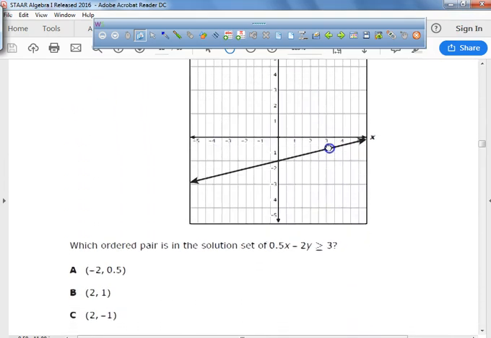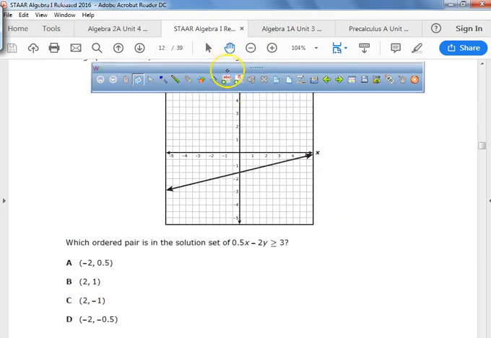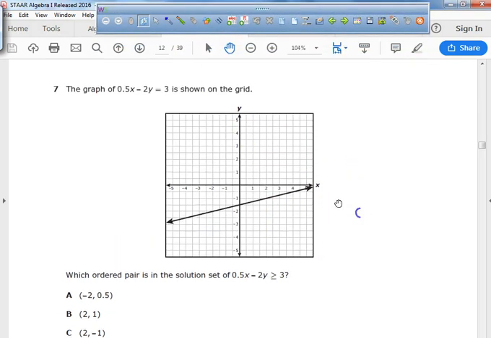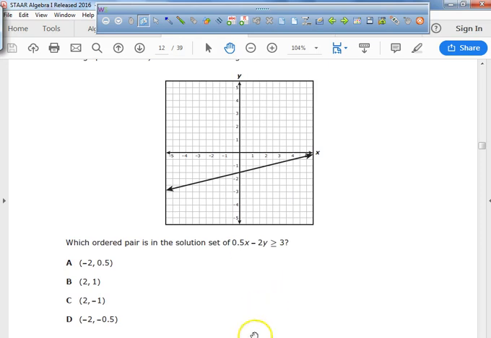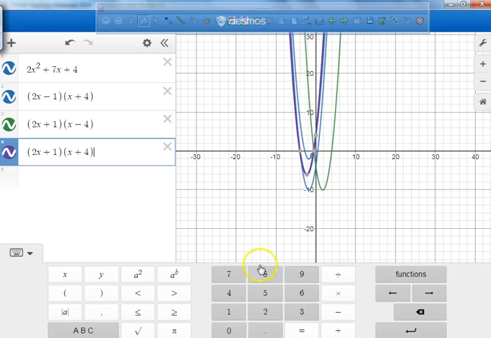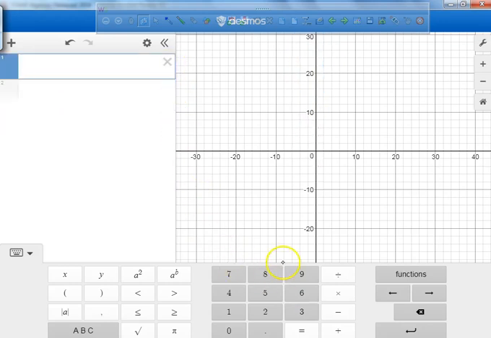Alright. Okay, this is really cool. Okay? This is the graph of this line. It says which ordered pair is in the solution set of this. You see that right there? Go to decimals. This is like so sweet. Okay, delete these, right? So I'm gonna look at your paper right now. I'm gonna type it in.